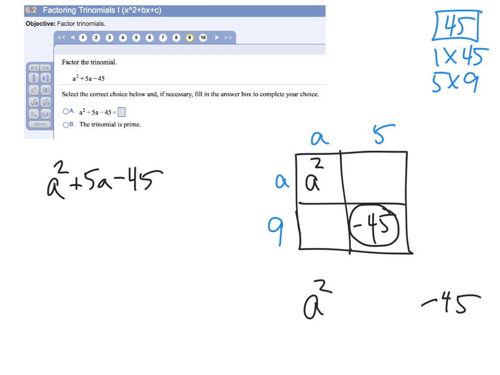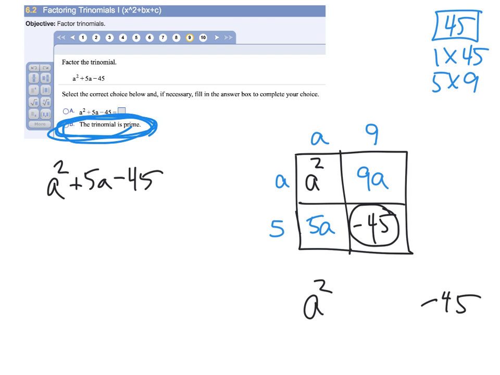So I got to get rid of the 5 and the 9. And let's reverse it to see if it works. So I'm going to put the 5 down here and the 9 up there. So let's see if that works. When I multiply, I get 5a, I get 9a, and nope, there's just no way using these two. So the a squared works, the 45 works, we got that. It's this middle thing. And we see that there's no way we're going to get 5a. At best, we're going to get 4a. And so that tells us that this trinomial is prime.